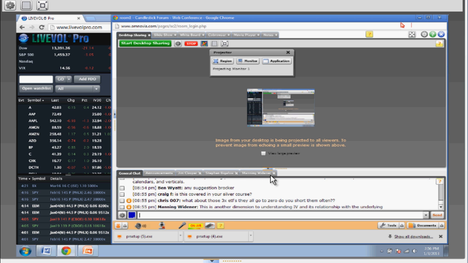What about the triple ETFs? They all go to zero. Do you short them often? Well, let's see, if a triple ETF is going to zero, what do you think I do? Yeah, is there another dimension to understanding IV and its relationship with the underlying? Yeah, because then you get into kind of term structure.